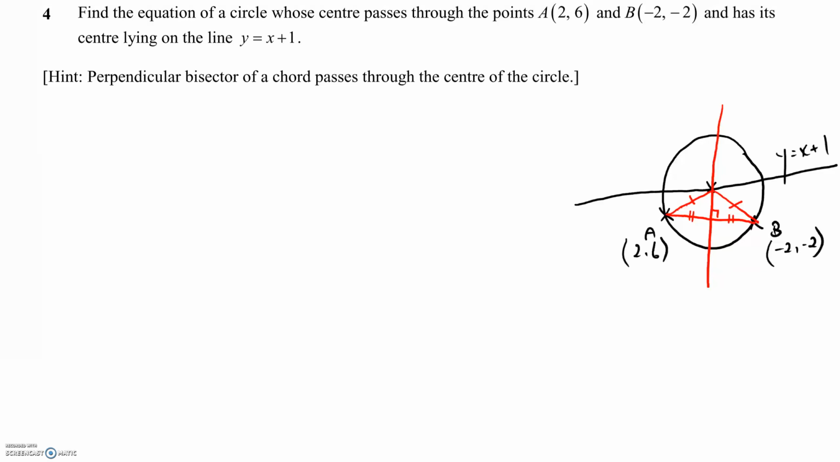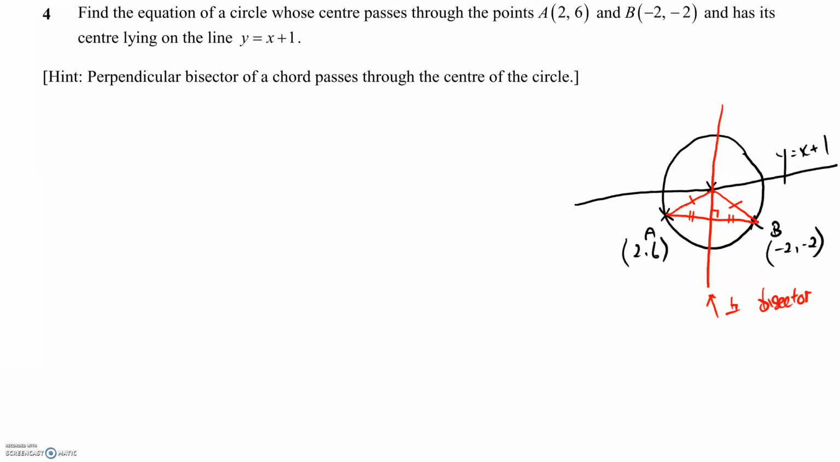And in the question, we were also told that the center of the circle actually lies on the line y is equal to x plus 1. The intersection of the 2 lines would allow us to find the center of the circle by solving by simultaneous equation. So, our job is to find the equation of this perpendicular bisector before we solve for simultaneous equation. If you have understood this particular concept, let us get started.